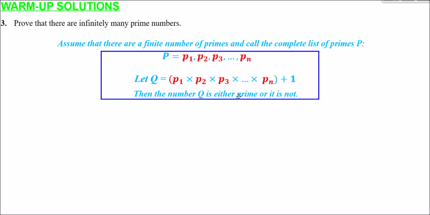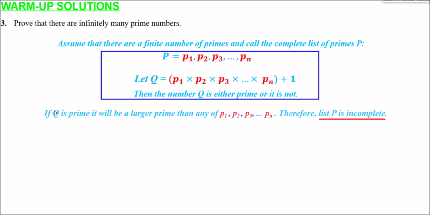And therefore, the number q sounds absolutely obvious, and it is. Q is either going to be prime, one case, or the second case, it's not going to be prime. So we just need to consider the 2 separate cases to arrive at our proof. So first off, if Q is prime, it's going to be a much larger prime than any of the individual P1, P2, P3, Pn's, because it's a massive product.